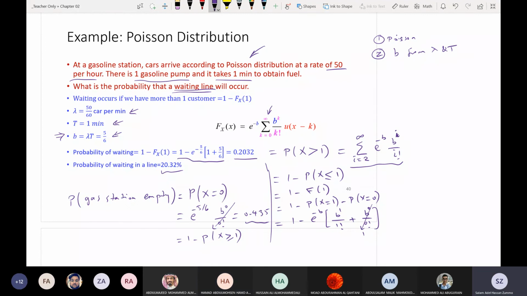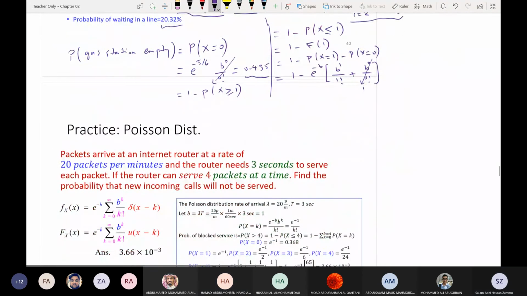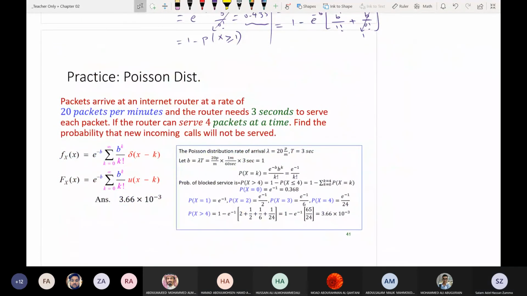Yes, doctor. Excellent. Another practice example. Packets arrive at an internet router at a rate of 20 packets per minute, and the router needs 3 seconds to process each one. If the router can serve 4 packets at a time, this is the capacity of the router. Find the probability that new incoming packets will not be served.